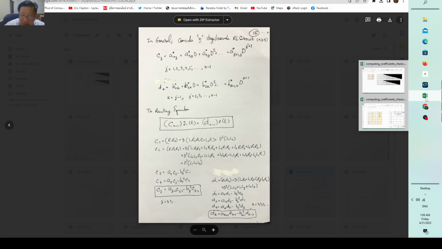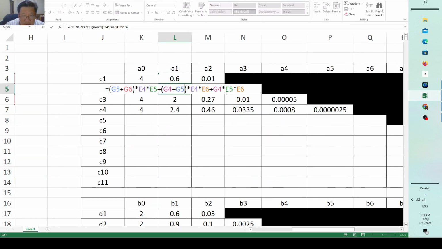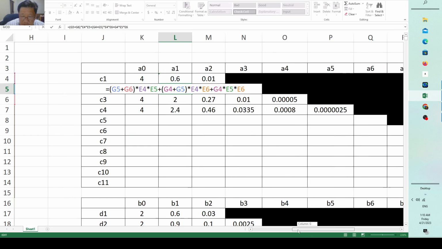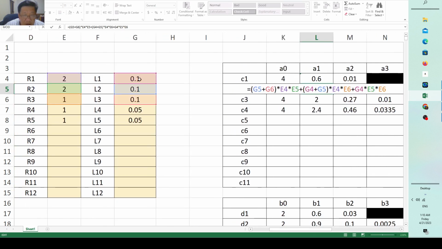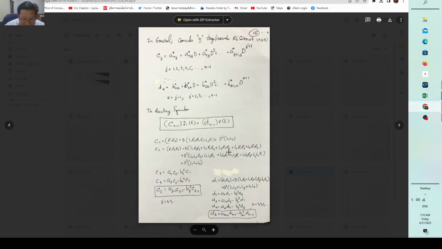So you can look at the formula here, it belongs to the last term, right? Because the last term is E4 times E5 times E6, which is R2 times R3, times G4, which is L1 over here. And then the remaining two terms here are G4 plus G5, E4 times E6, which is R1 times R3, and then one term multiplied by L1, the other term multiplied by L2, and that's coming to this too, right?